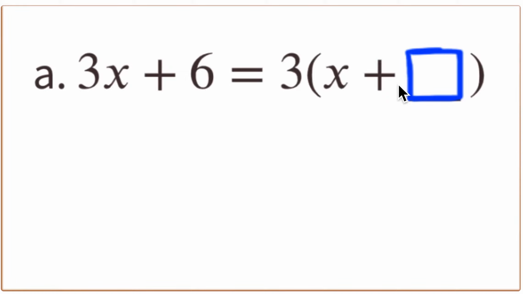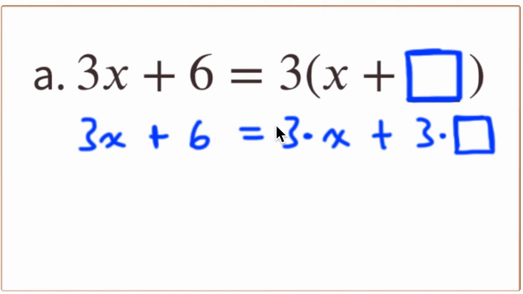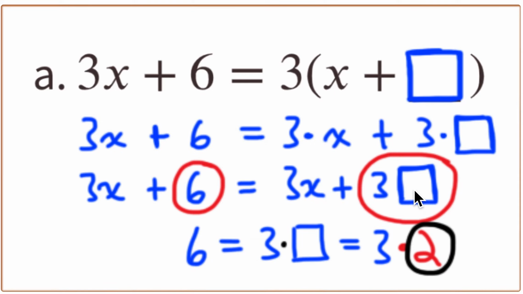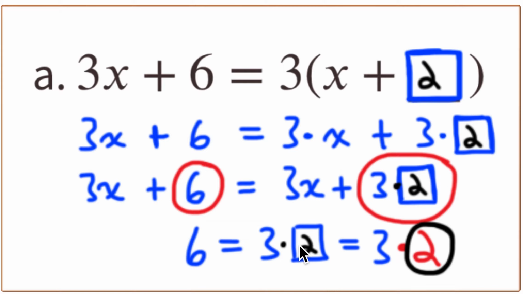So the first problem, you have 3x plus 6 equals 3 times x plus some unknown in the square. So what are you going to put in the square that makes the right side equal to the left side? Well, you work through this, use the distributive property, and so now you have 3 times some value has to equal 6 over here. So 3 times this value, whatever it is, has to equal 6. Well, 3 times what number equals 6? That's 2. So if I replace the square with 2, then I'm going to get the same expression on the right side as I have on the left side.